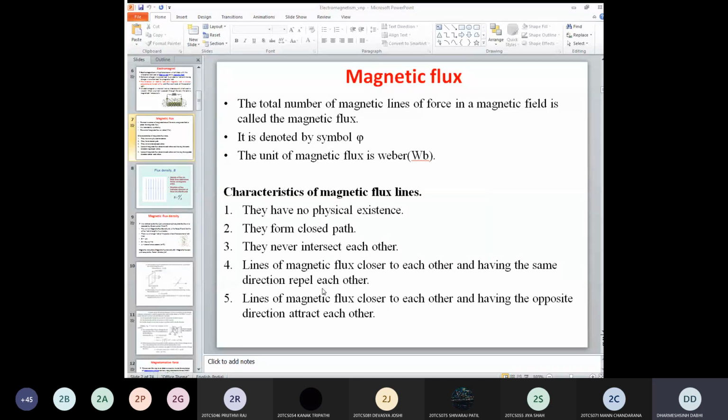So you can see that phi is equal to BA sine theta when the plane is inclined at angle theta to the flux direction. If it is exactly 90, then maximum flux is flowing. If it is inclined by angle theta, then flux is BA into sine theta.